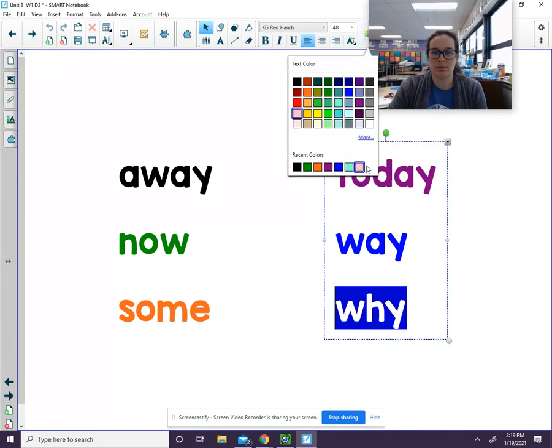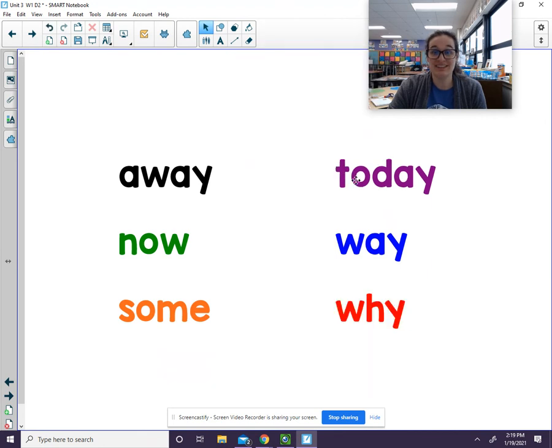What is the purple word? The purple word is today. What's the blue word? Way. What's the black word? Away. Look at that. This has part of the same word in it. This is away, and this is just way. What's the red word? Why. What's the orange word? Some. Great job today. Keep on practicing.